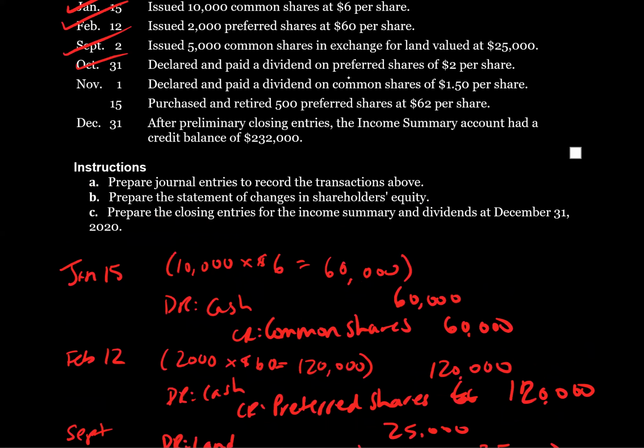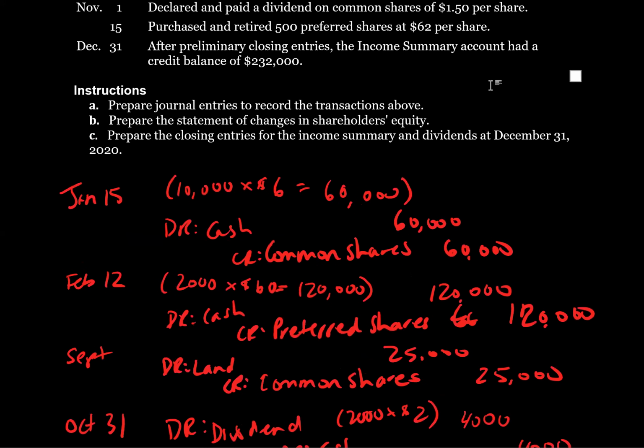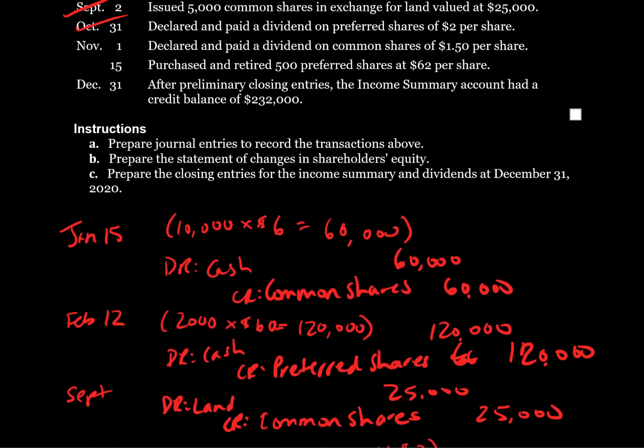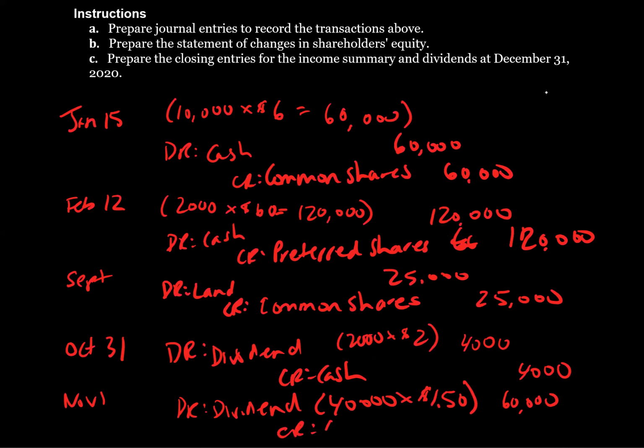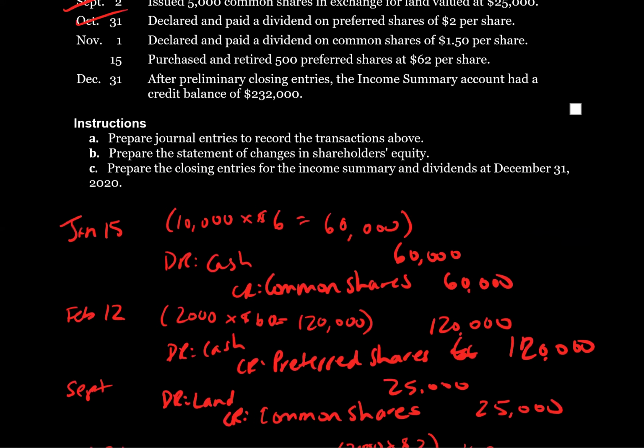And then we're going to declare and pay a dividend on common shares at $1.50 per share, on November 1st. So we're going to have 40,000 common shares times $1.50. That is going to give us $60,000. Credit cash. It says we declared it and paid it. That's why we're putting it to cash and not to dividend payable.